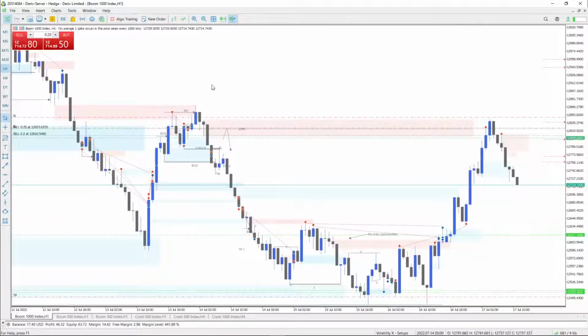We wait for confirmation, and that's why we use lower entries to confirm our buys or sells. And that was what we did here. And so, unfortunately, we couldn't take this trade because price didn't come back into our entry position.